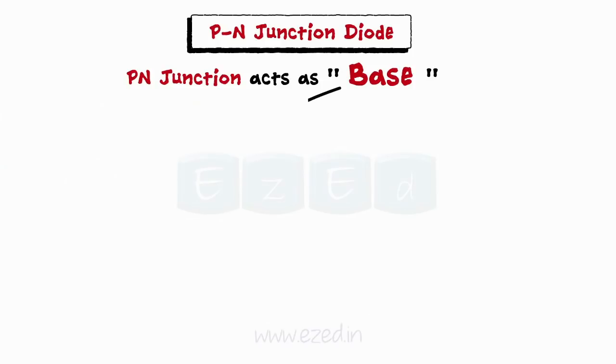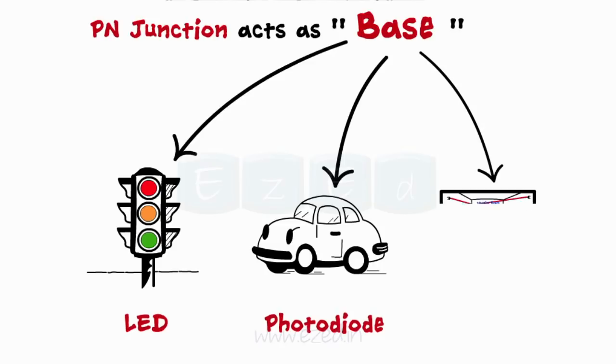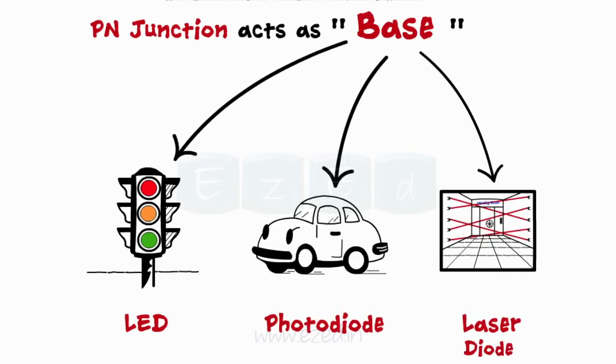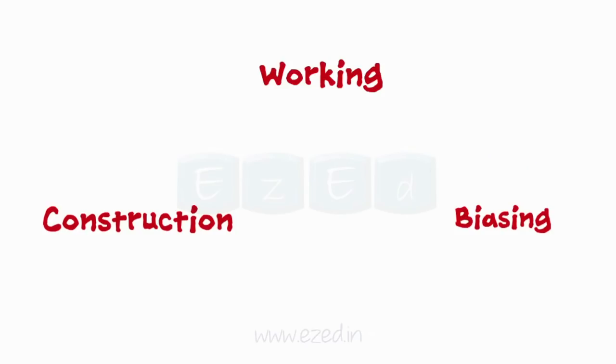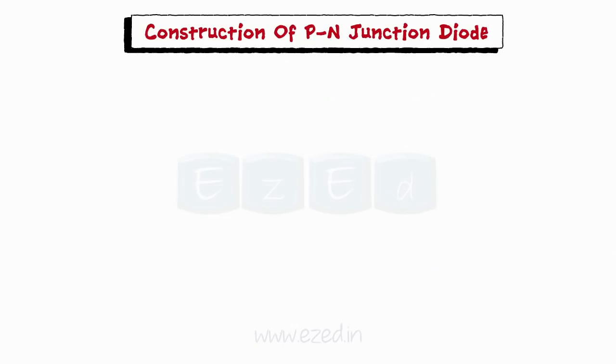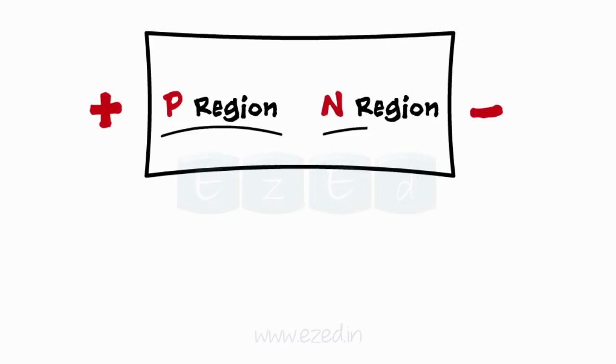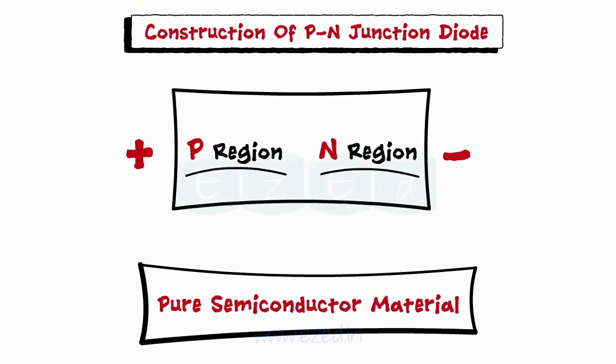The PN junction diode acts as a base for all these diodes, and other diodes are modified from the PN junction diode. Now let's understand more about this PN junction diode. Let's break the concept of diode into three parts, that is construction, working and biasing of the diode. So let's start with the construction of a diode. Here, as the name PN junction diode itself suggests, we form P and N junctions on the pure semiconductor material.